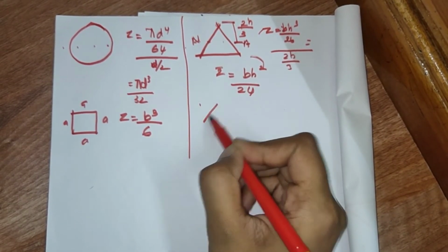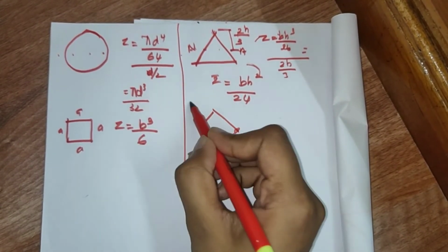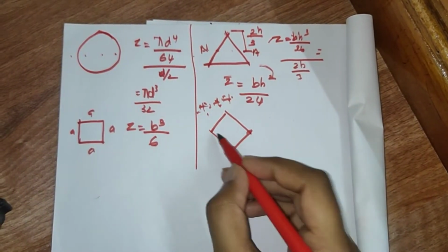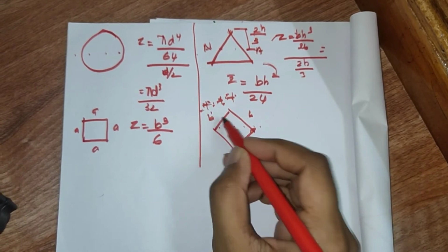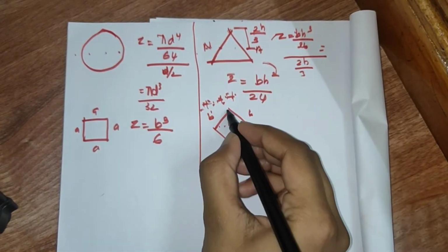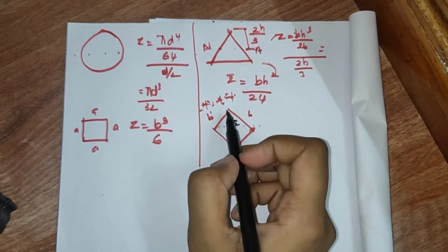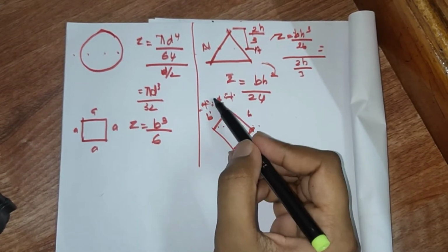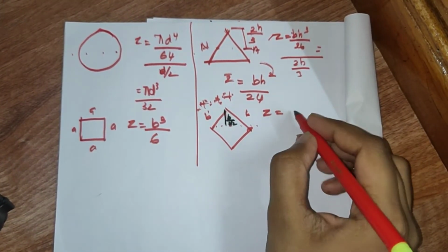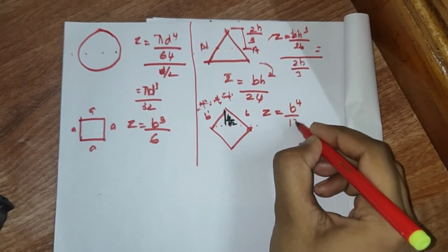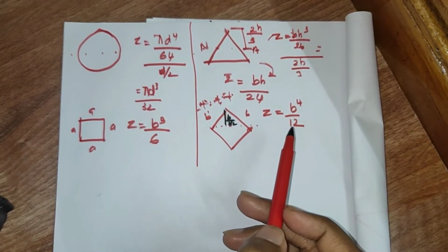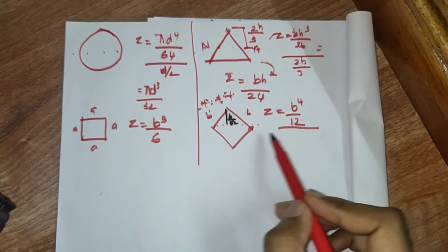Next, for the rhombus. So rhombus, this is very important. For the rhombus, it is having the side b. Then here it will be b by root 2. That is by Pythagoras theorem we are solving, and we get this as b by root 2. Next, Z equal to, for this rhombus it is b raised to 4 divided by 12. For the square it is b cube divided by 6. It is b raised to 4 divided by 12 divided by what?